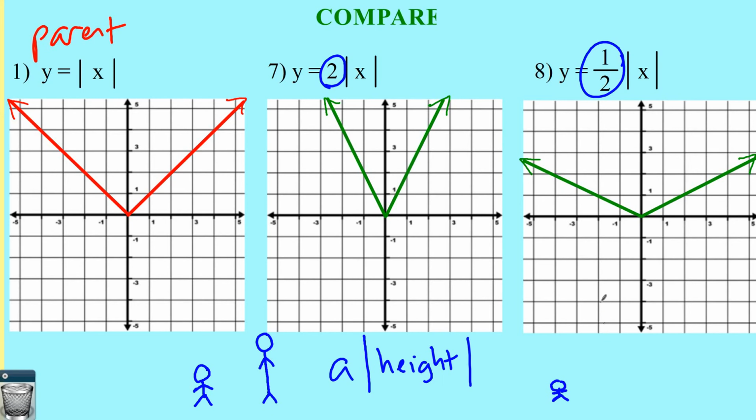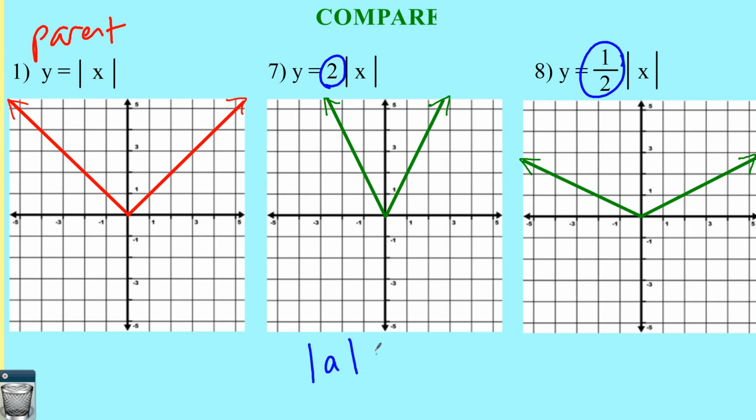So think about the difference in the numbers. The number here made me taller. This number made me shorter. So what kind of numbers make me tall? Hopefully you said any value bigger than 1. And here you're saying any value less than 1.